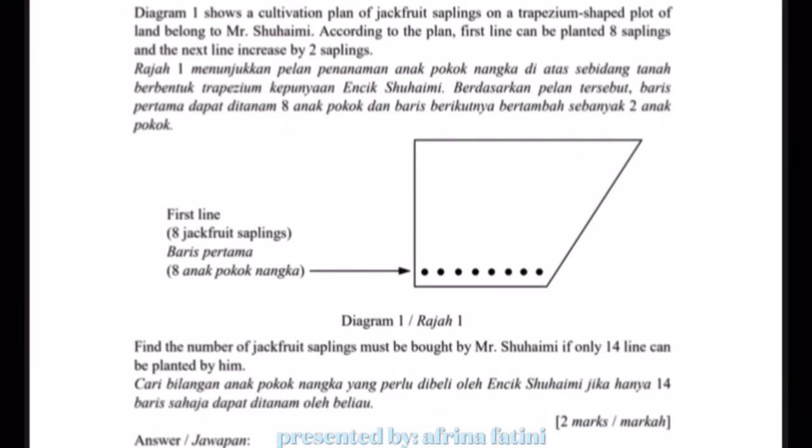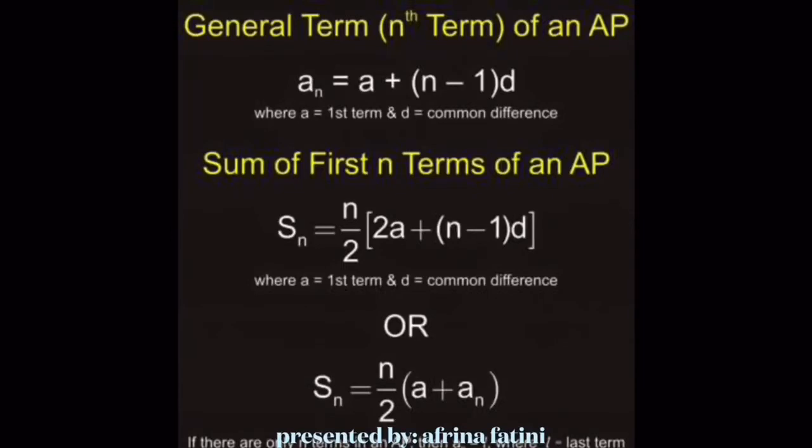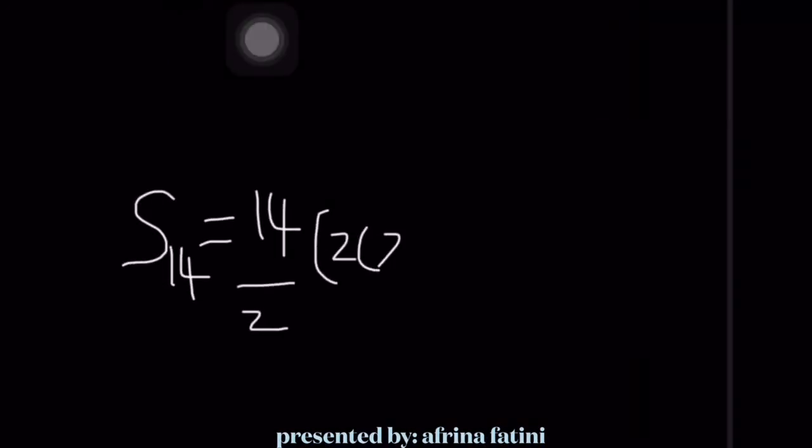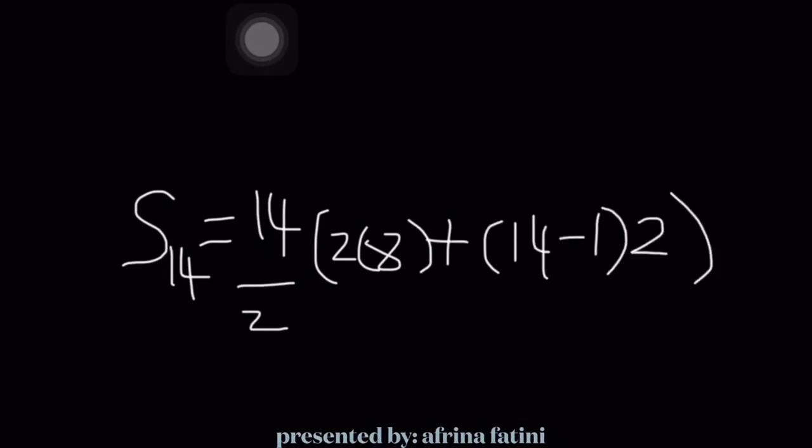The question asks us to find the number of jackfruit saplings that must be bought by Mr. Suhaimi if only 14 lines can be planted by him. This means it asks us to find the sum of the first n terms. So we will be using this formula, substituting all the data given, which is the first term and the difference. We will get the answer, and the answer is 294.